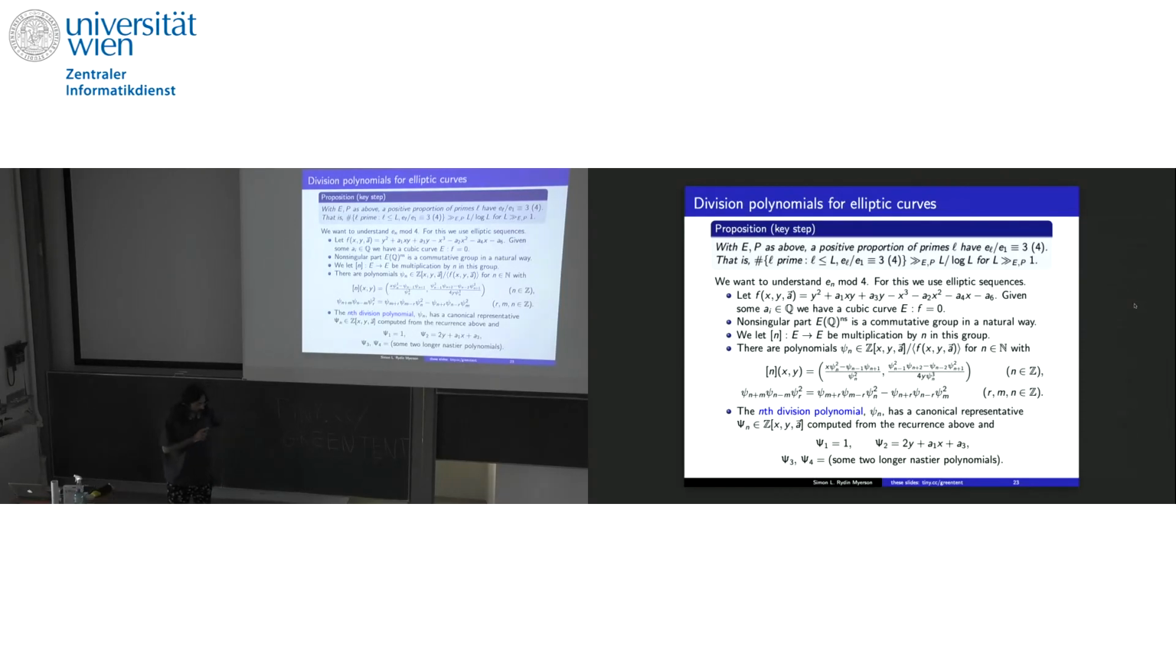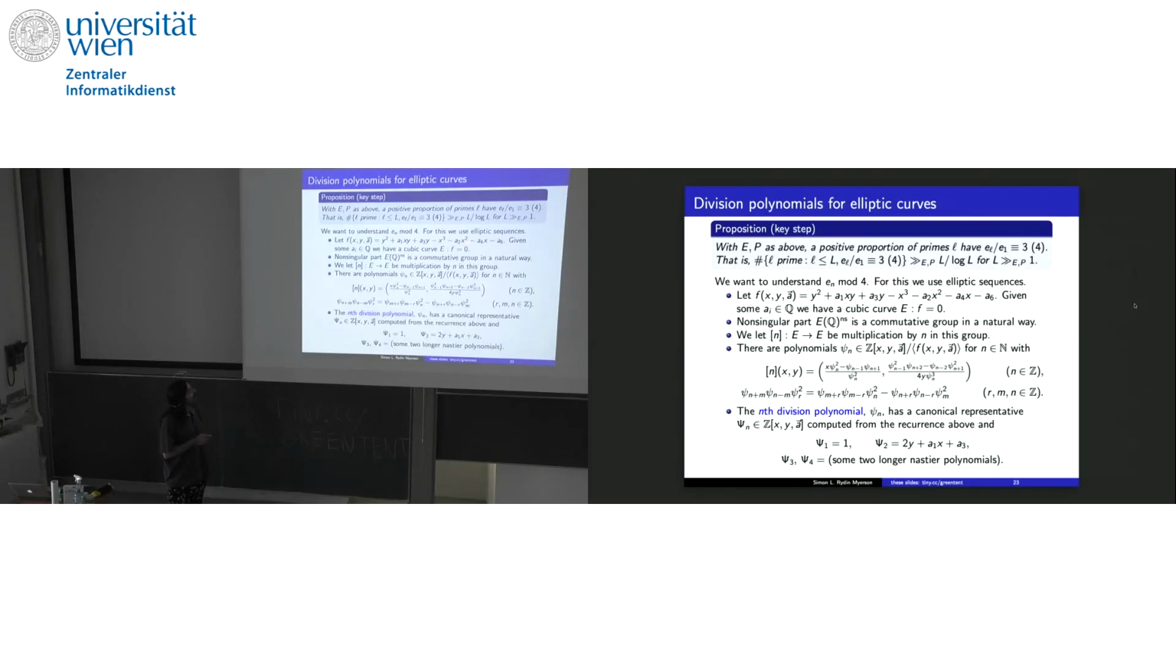Okay, so this is a good question. The question is, what's going on with this notation, basically? What's going on with this so-called non-singular part? So let me explain. In order to define the type of elliptic sequence that we're going to use, I need to define these division polynomials.